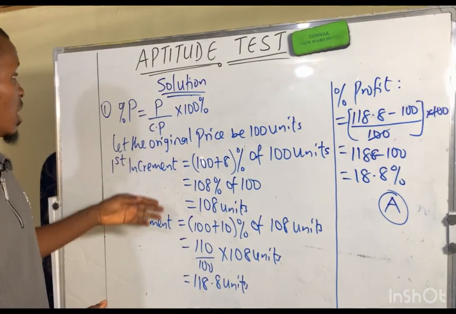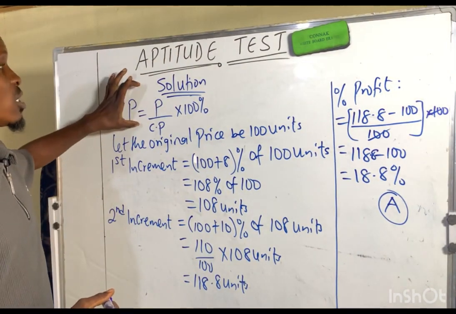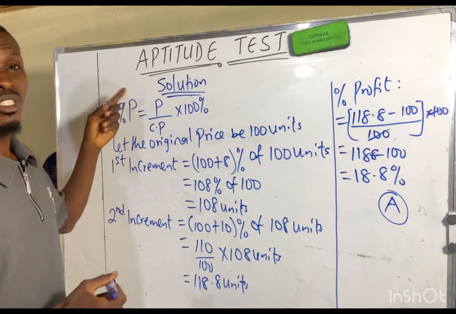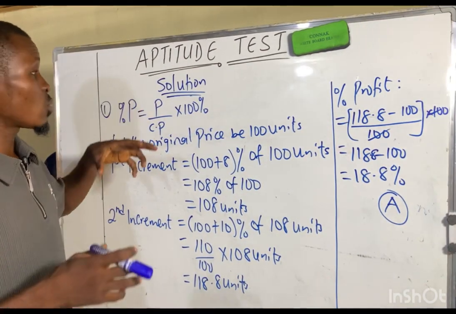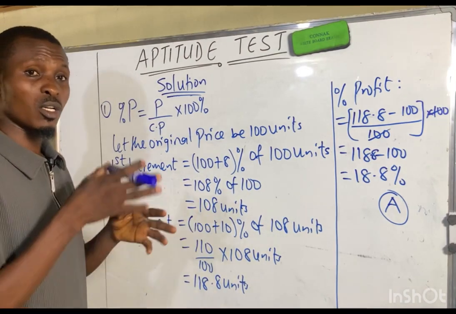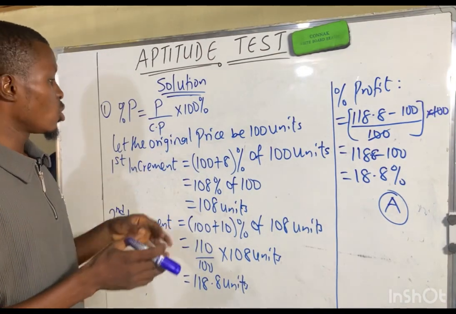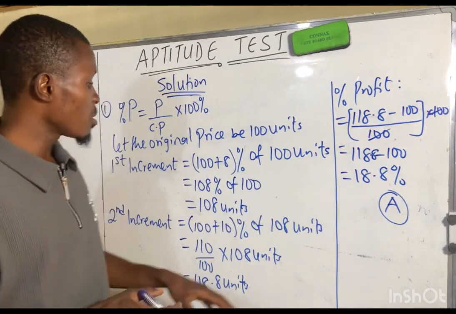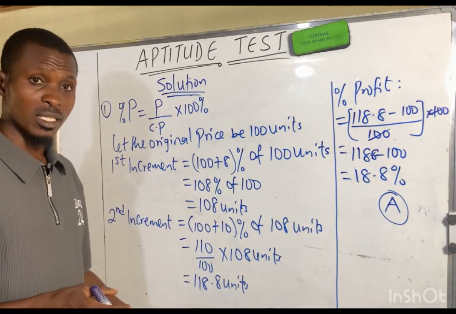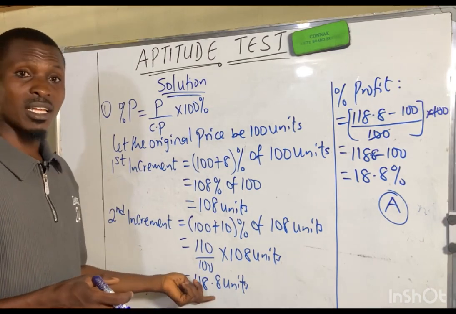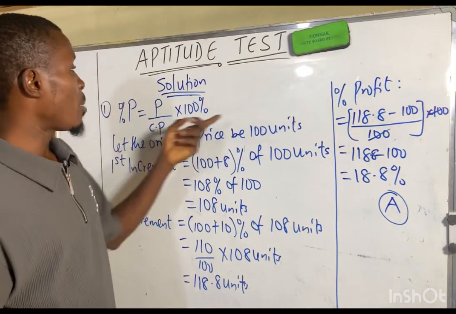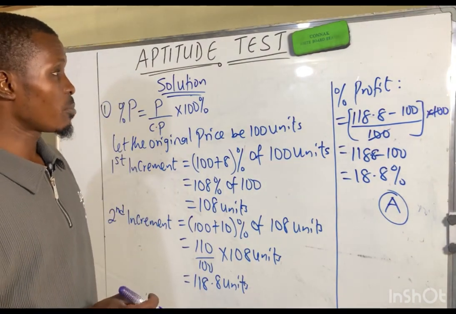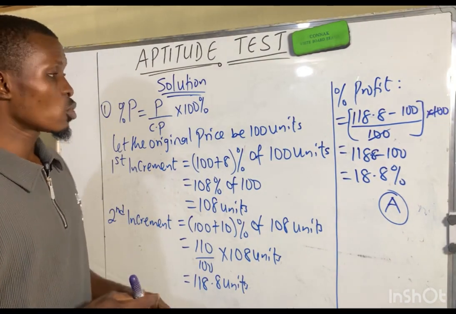So what we did here, this was the formula that gave us our answer, right? But the question is not straightforward as regards the cost price and selling price. We are given that there were two increments. So for each increment, we get the selling price, until we get the final selling price. Then we apply this formula and have our final percentage profit. Okay, so move to number two.